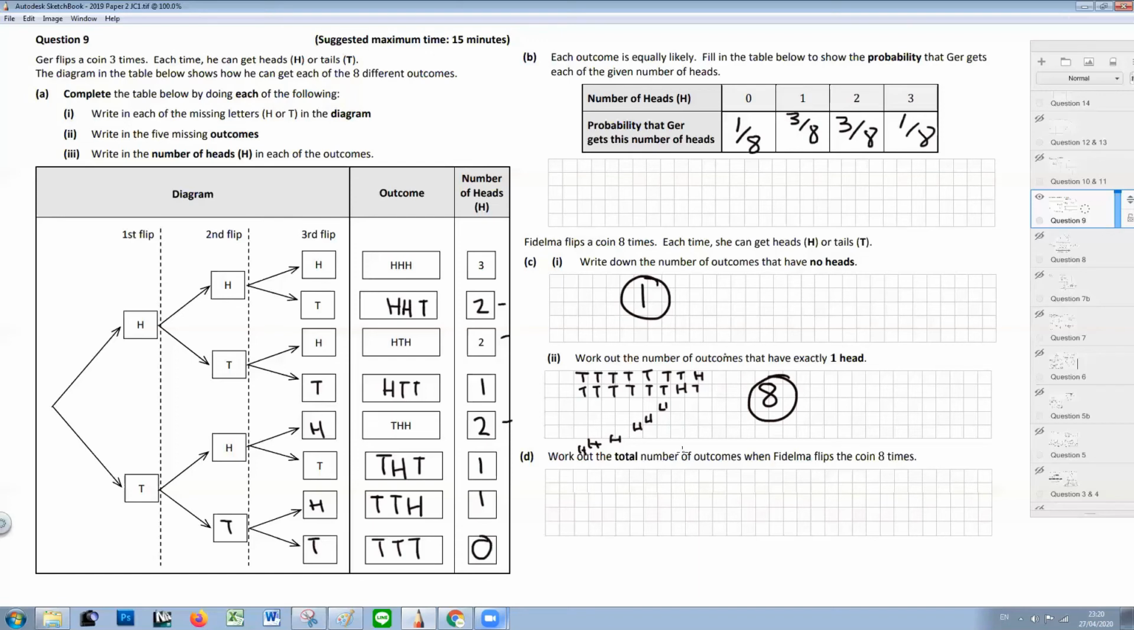Work out the total number of outcomes when Fidelma flips the coin 8 times. So that answer is going to be, if we did it this way, for this one, we did 3 times. So it was 2 to the power of 3, which was 8. So it's going to be 2 to the power of 8, which is 256. And that's it. Hopefully that's pretty clear.